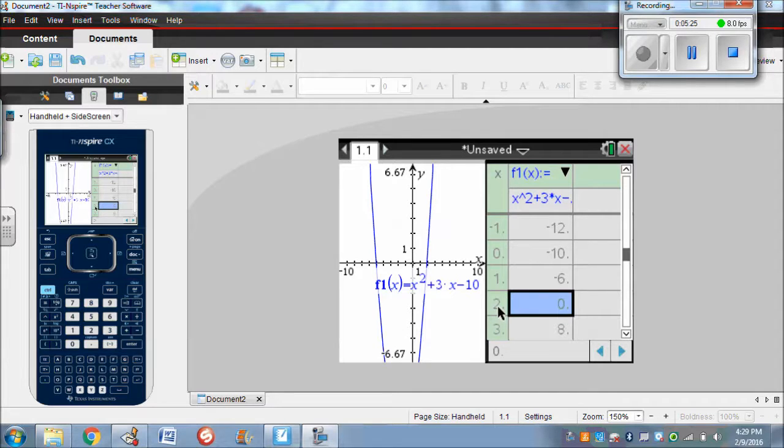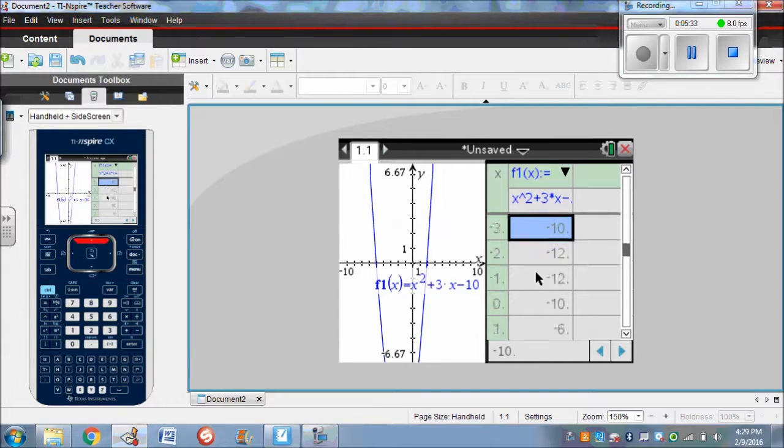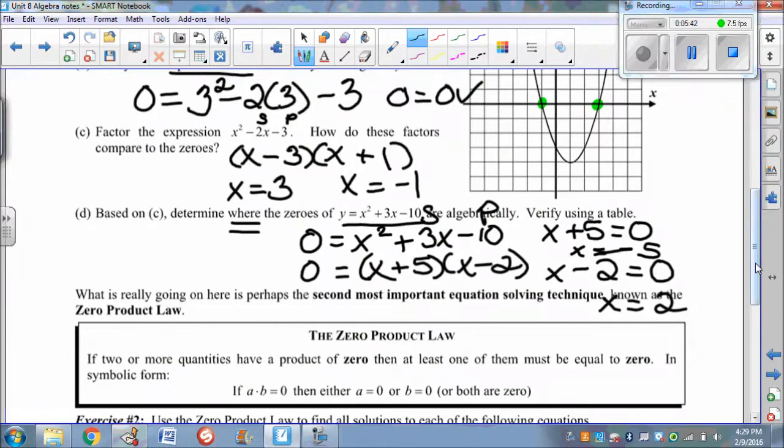So here's my first 0, 2, 0. Okay, so 2 is right. And let's scroll up here and find that negative 5, and lo and behold, negative 5 is also a 0. So that's just our verification using that graphing calculator.